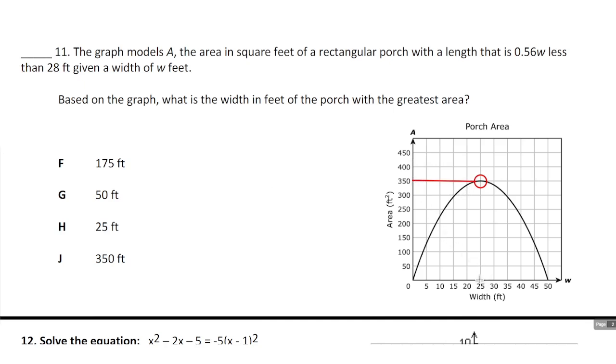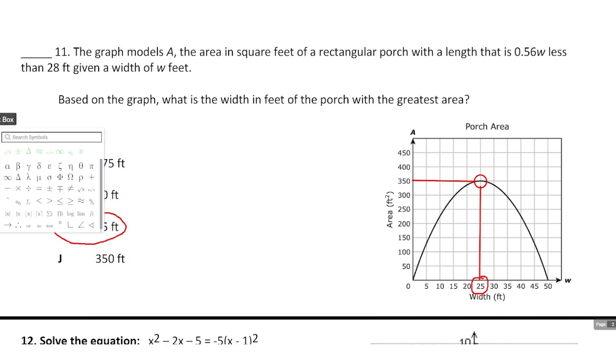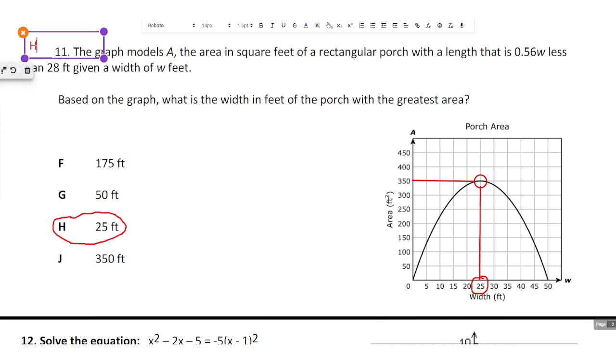So the width in feet is going to be 25. Okay, I can understand if maybe you got this wrong by picking J because you just weren't reading closely, but I really can't see any situation why you would pick 175 or 50, even if you're just kind of glancing at this problem. It's going to be tough to get this one wrong unless you're just not really trying and not really reading closely. So anyway, our answer here is H. There's not much more to say about this problem because we don't have to actually set up or solve anything. It's just a matter of reading the graph.